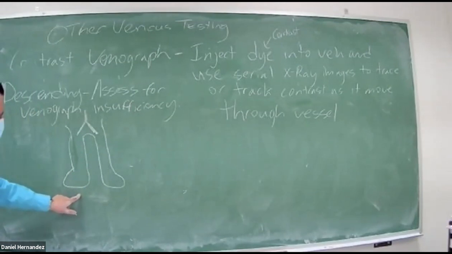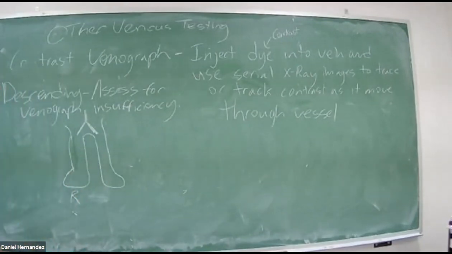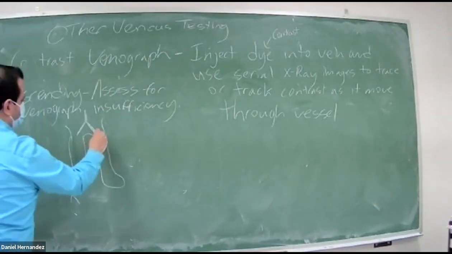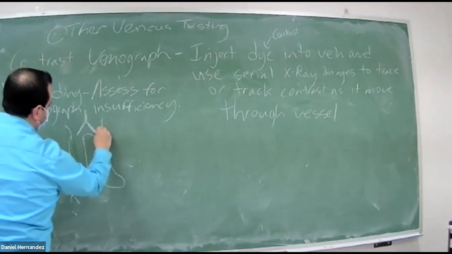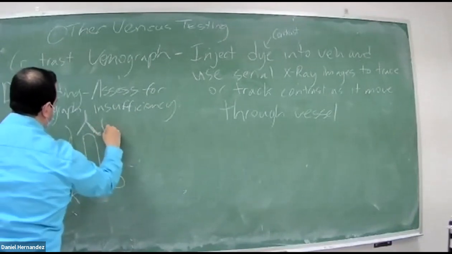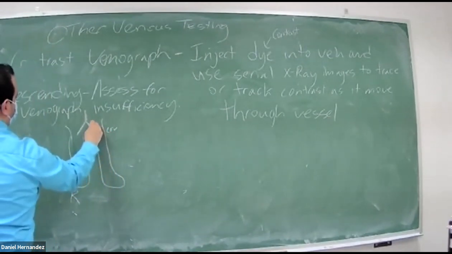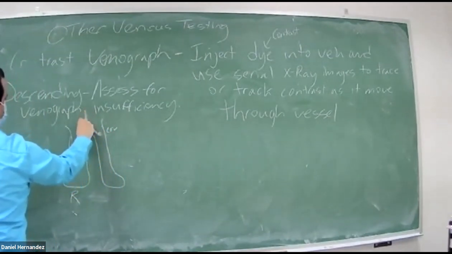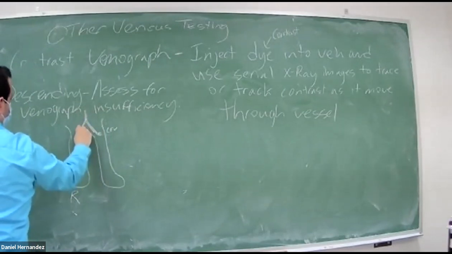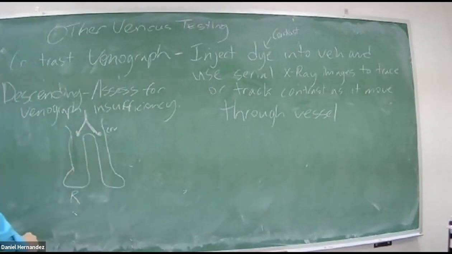So I tried to make this leg look a little bit bigger. So this is the more swollen leg. This is the side that they're concerned about, say the right. So with descending venography, they're actually going to go in with a catheter into the other side of the groin, up here at the level of the common femoral vein. And they're actually going to run their catheter up the iliac into the IVC and then back down the other iliac, and then release the contrast into the common femoral vein on the other side.